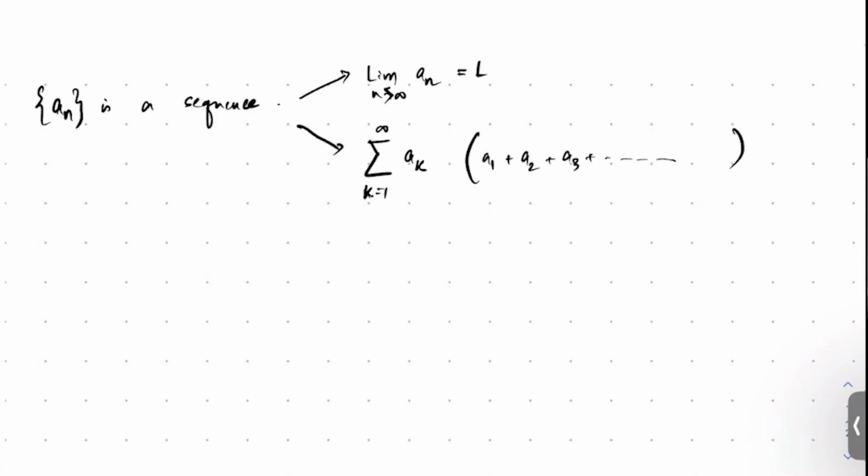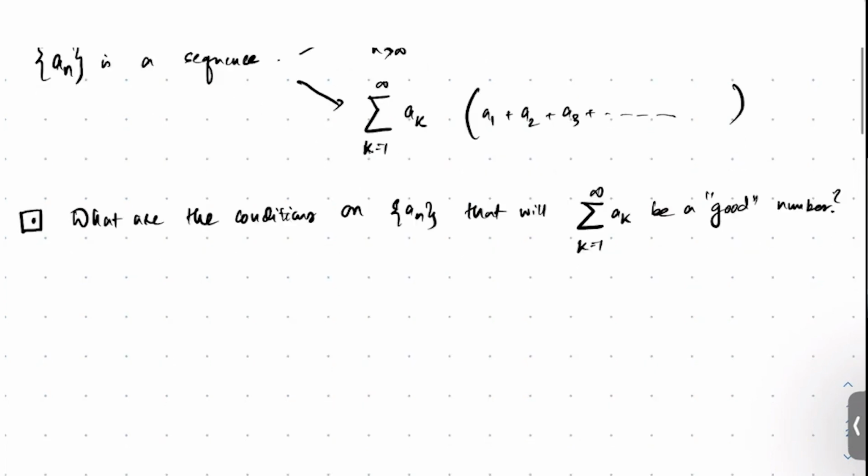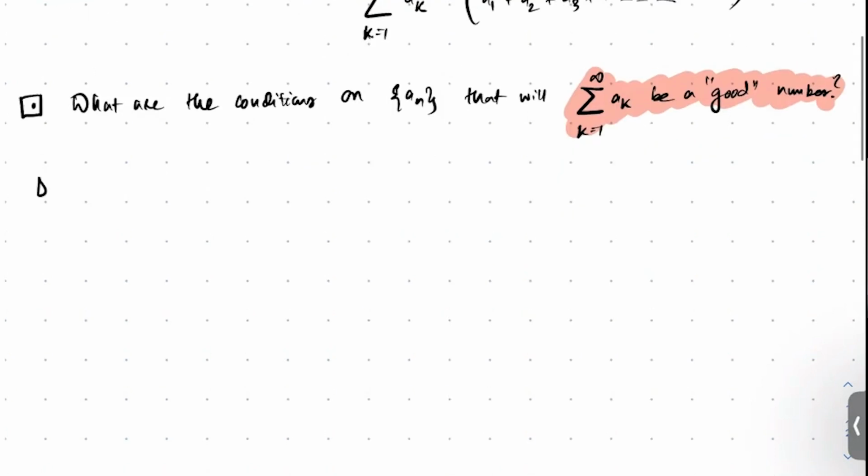What we are trying to explore is what conditions on an will make this a good number. What do we mean by a good number? Is it a finite number? Is it infinity? Essentially, we have to define what we are trying to do. We have to define the summation of ak. What exactly do we mean by this?